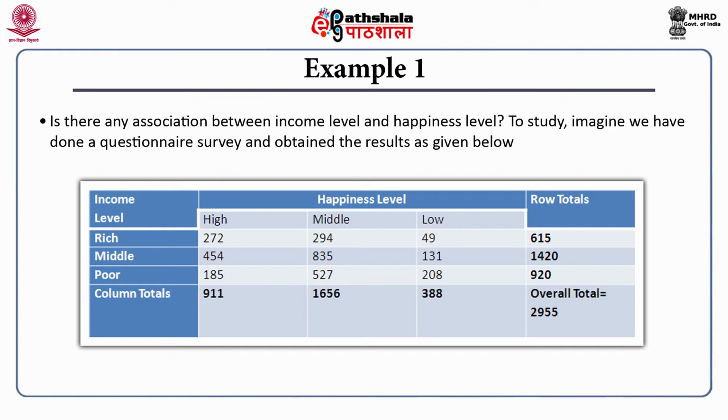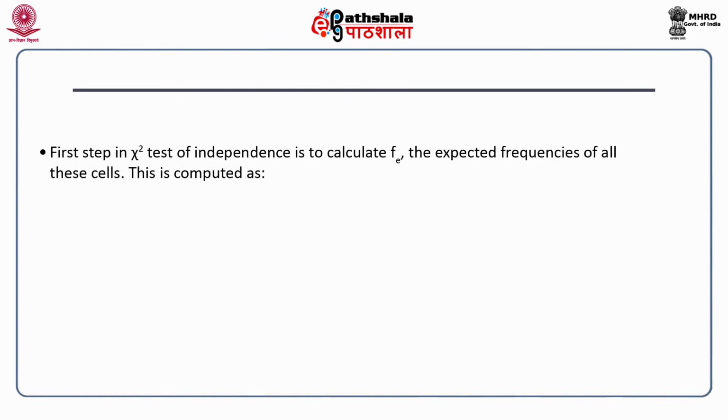So the first step to do the chi-square test is to find the row totals and column totals. Simply sum all those in both directions. For example, amongst the rich income level, high plus middle plus low is 615. So you compute the row totals as well as column totals, and finally the overall total, that is 2955. As I explained to you, the next step in the chi-square test of independence is to calculate the FE, the expected frequency.